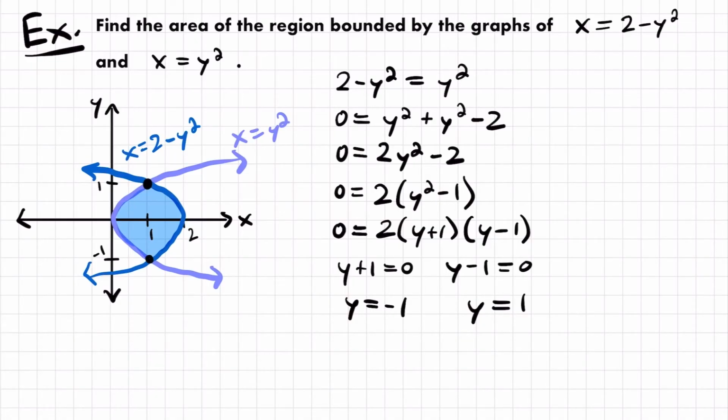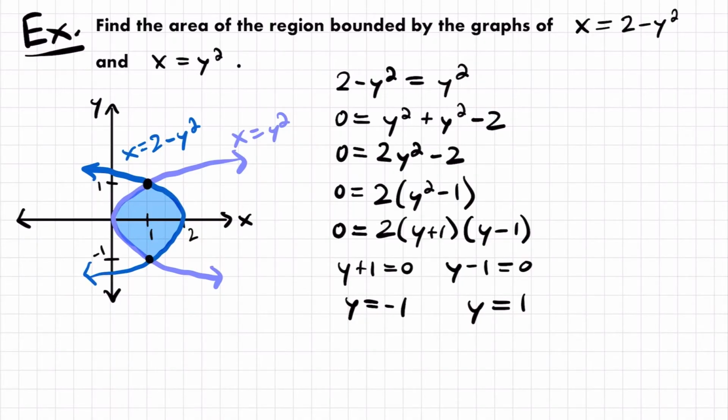Luckily, if we look in the y direction, or from right to left, notice that the top function, or the right function, is the same function for the whole region, and the bottom function, or the left function, is the same for the whole region as well. All right, so we can see that the top function, or the rightmost function, is 2 minus y squared, and the bottom function, or the leftmost function, is x equals y squared.